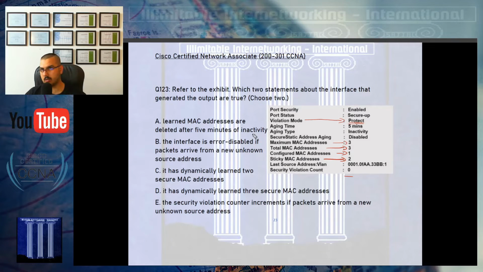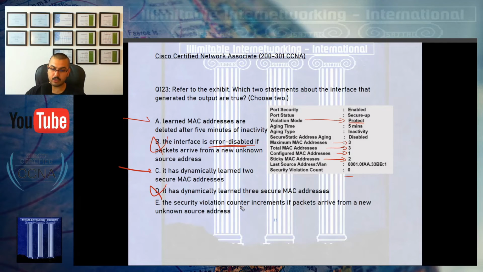What does the aging time do here? It does that the dynamically learned addresses will be deleted at every aging time expiration. Yes, that's correct. B. The interface is error disabled if packets arrive from a new unknown source address. It's not error disabled. The frame will be dropped silently because it's protect, not shutdown. C. It has dynamically learned secure MAC addresses. Yes, sticky is considered dynamic learning, correct? D. It has dynamically learned 3 secure. No, 2 only, and the third one was static. This is manually configured.